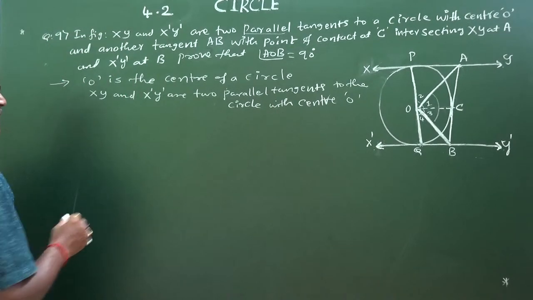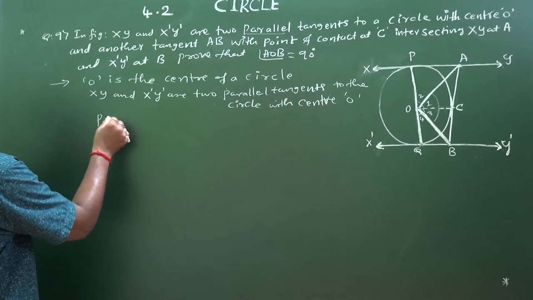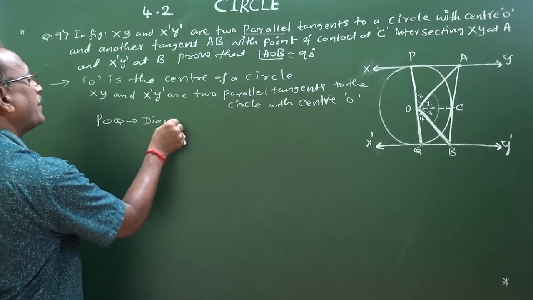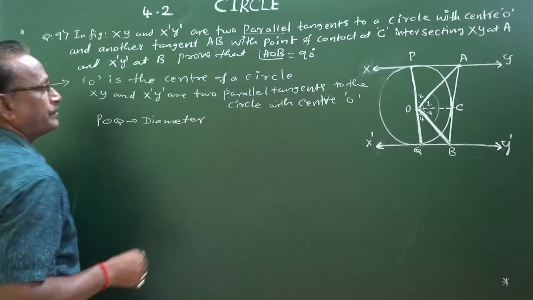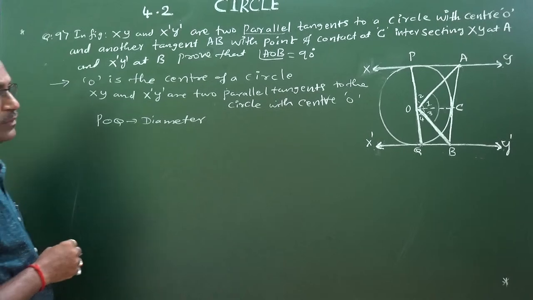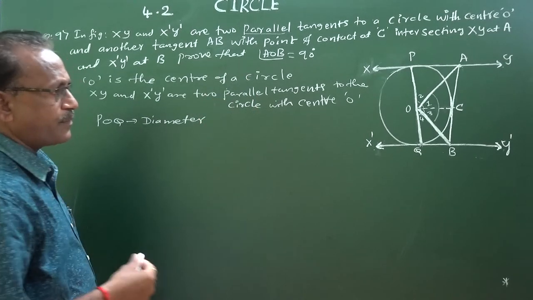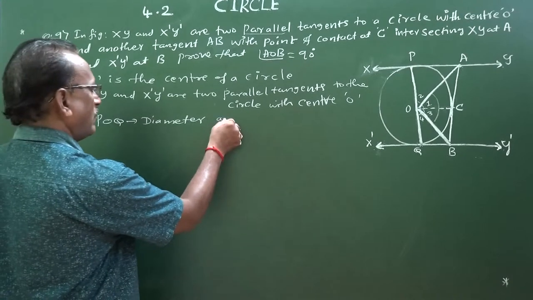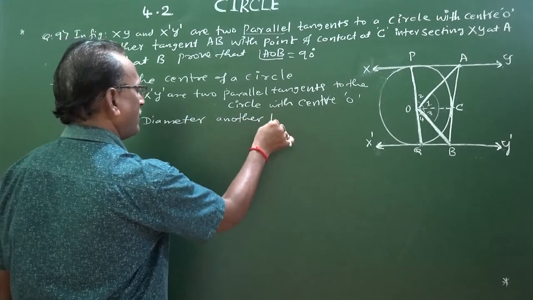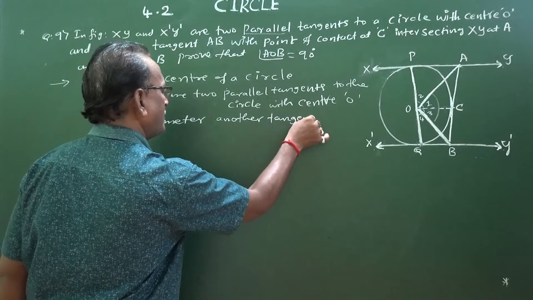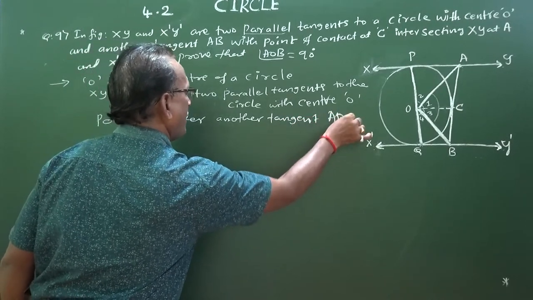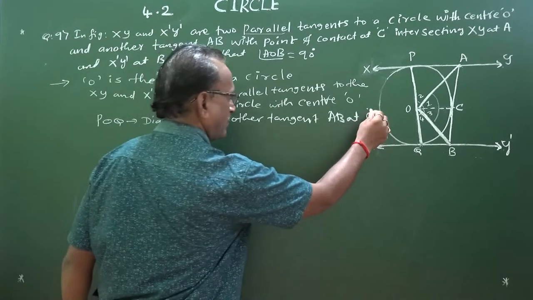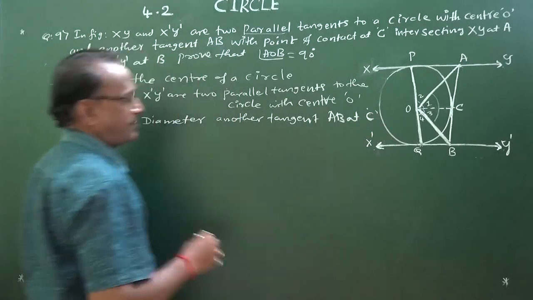POQ is the diameter, called the diameter. Another tangent AB at the contact point C.